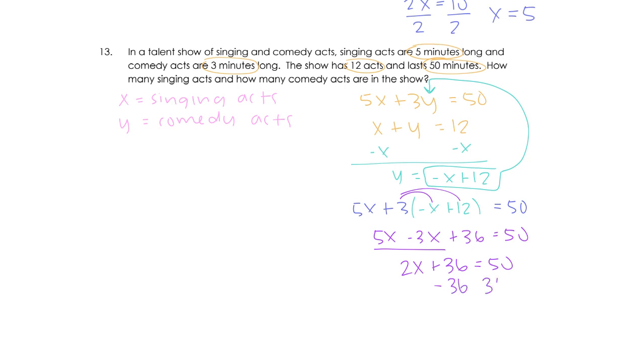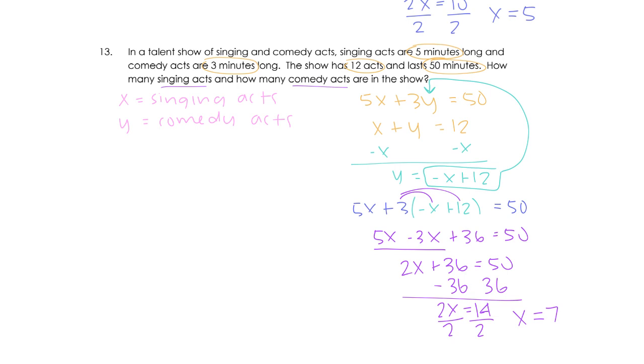Subtract 36 from both sides. We get 2X equals 14. Divide both sides by 2. And we get X equals 7. Now you will notice the question does say how many singing acts and how many comedy acts are in the show. So we do have to know both numbers.